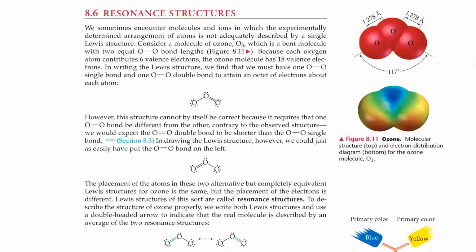The placement of the oxygen atoms in these two alternative but completely equivalent Lewis structures for ozone is the same, but the placement of the electrons is different. Lewis structures of this sort are called resonance structures. To describe the structure of ozone properly, we write both Lewis structures and use a double-headed arrow to indicate that the real molecule is described by an average of the two resonance structures.